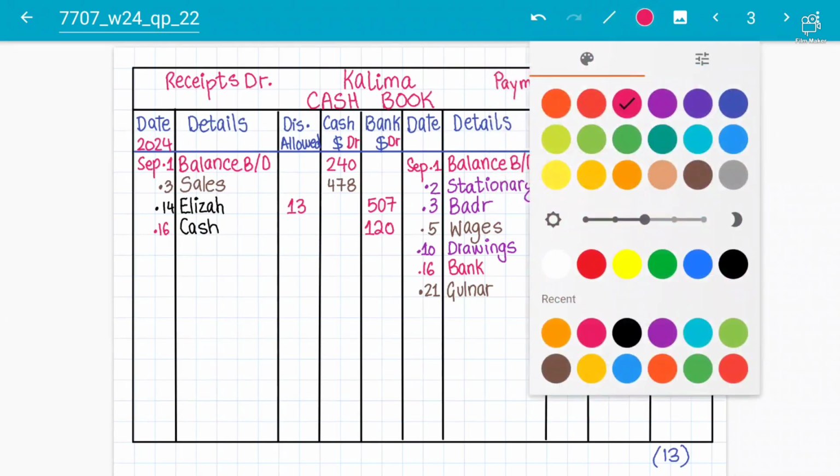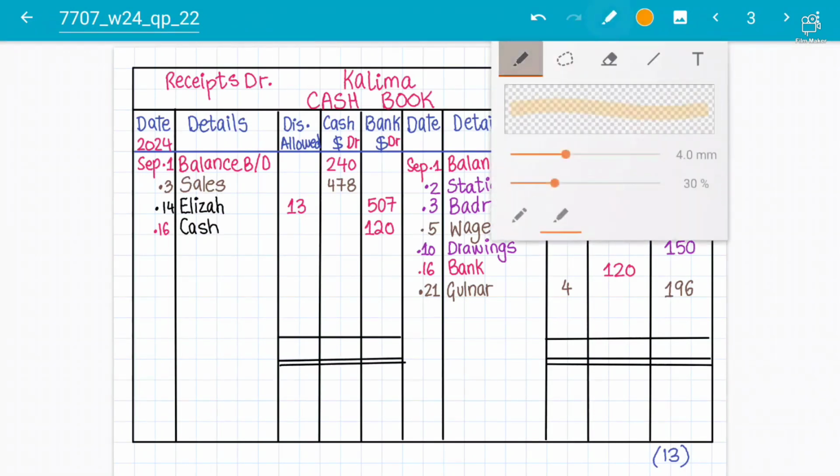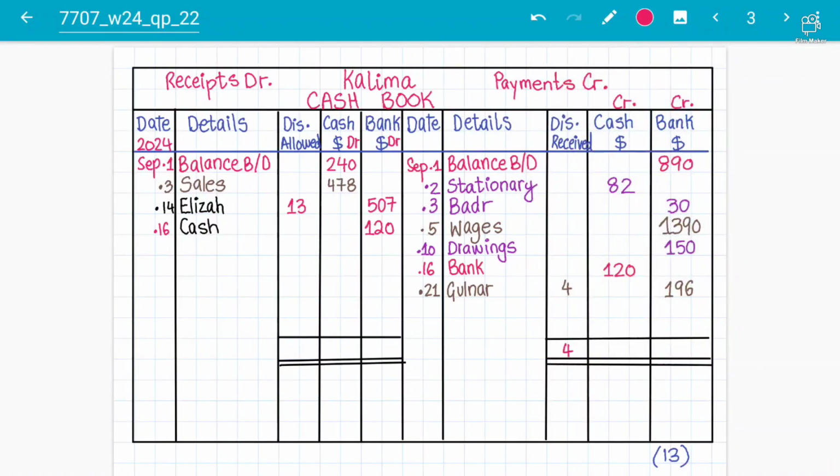So how do students go about it? I always tell them just give some space. So let's say this one is where I'm trying to make all of them equal. Make sure both of them are in the same order. Let's try to complete the discounts column. Everyone knows that the discounts column will be simple: $4 total for the discount received and $13 for the total for the discount allowed. Okay, that is clear. Let's talk about the cash account.